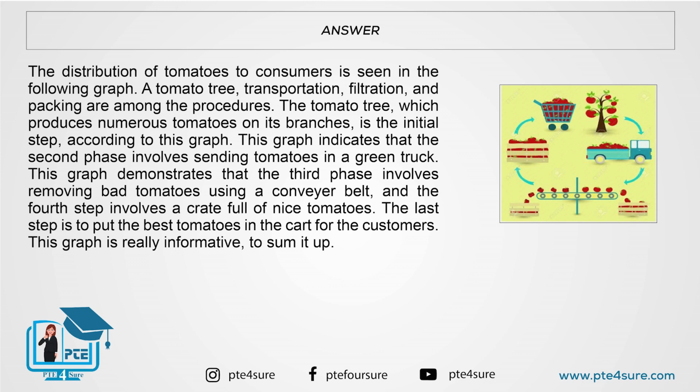The distribution of tomatoes to consumers is seen in the following graph. A tomato tree, transportation, filtration, and packing are among the procedures. The tomato tree, which produces numerous tomatoes on its branches, is the initial step, according to this graph. This graph indicates that the second phase involves sending tomatoes in a green truck.